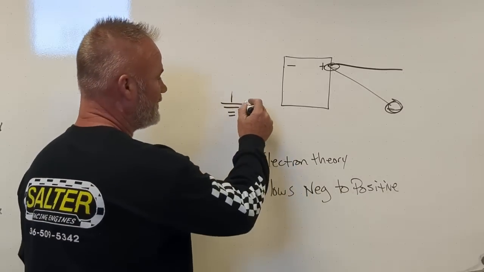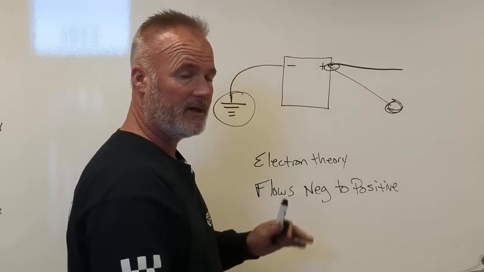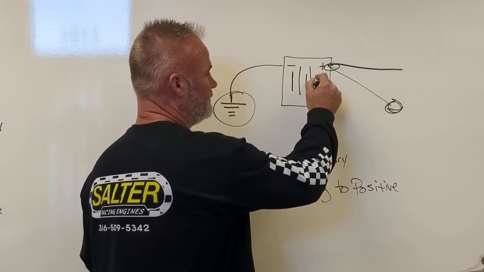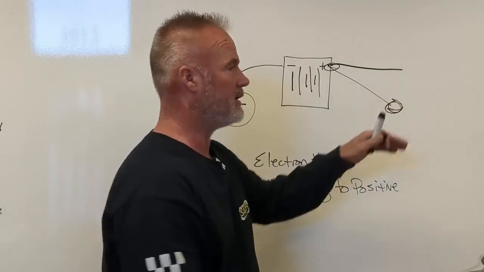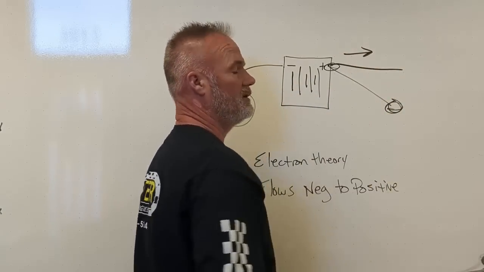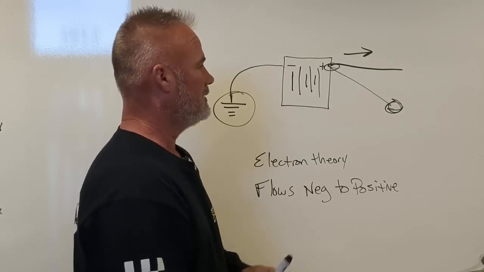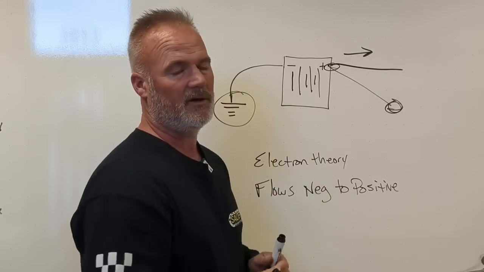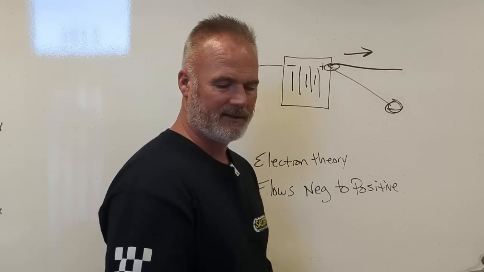Therefore, it has to start here and go here. Of course, the plates chemically create a voltage going in that direction. That's why I teach electron theory, because for all intents and purposes, the DC flows from negative to positive. Notice that I said DC.